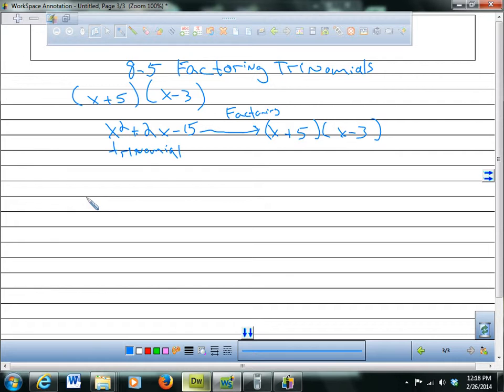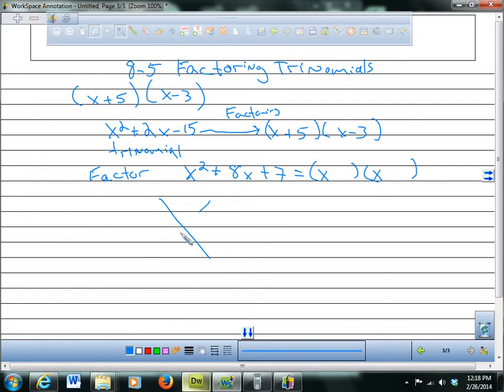So for instance, say they say factor x squared plus 8x plus 7. Basically it's equal to two things being multiplied together. And what two things have to go here and here? X. That part's easy. X and X.